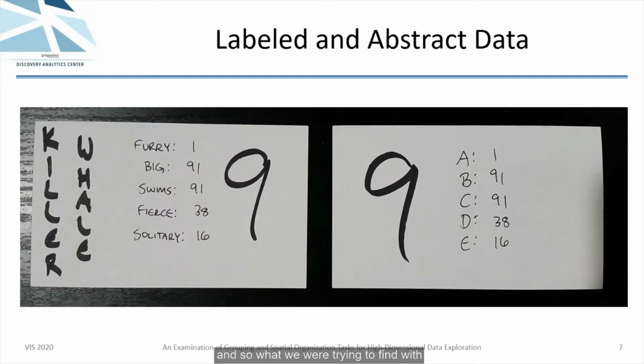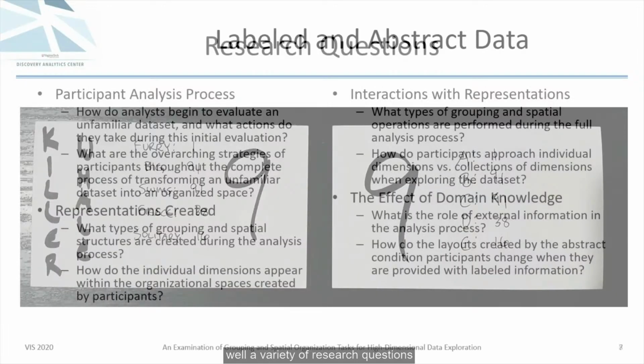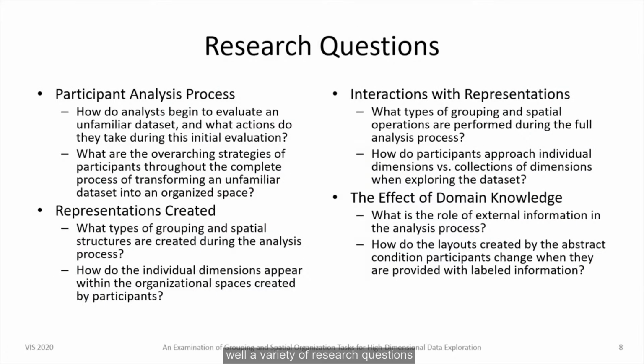And so what we were trying to find with this study were, well, a variety of research questions. In particular, they focused on 4 different broad areas. The first area was the participant analysis process. And so when an analyst is starting to look at this unfamiliar data set, what are the first things that they do? What are these first actions that they're taking during their initial evaluation?